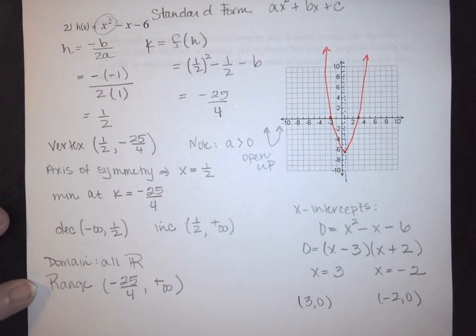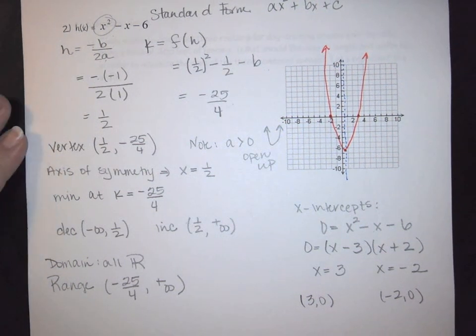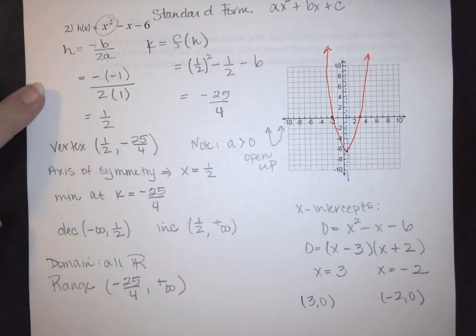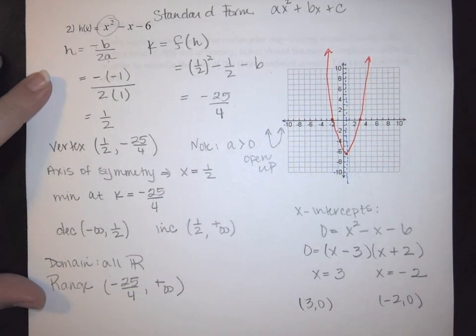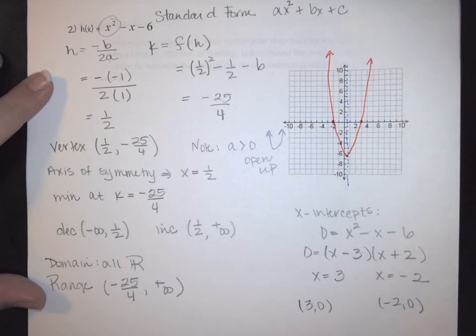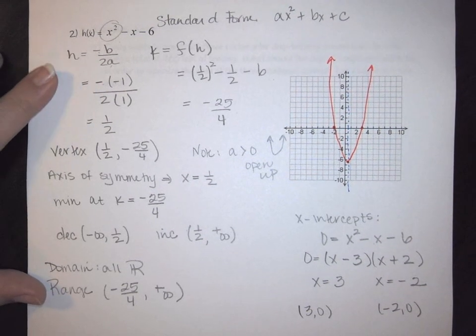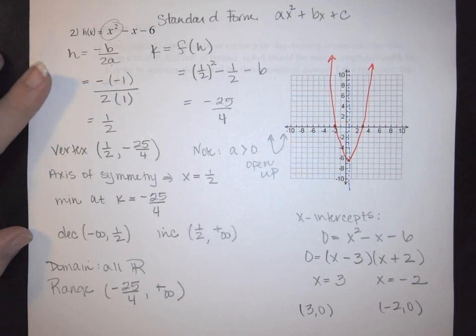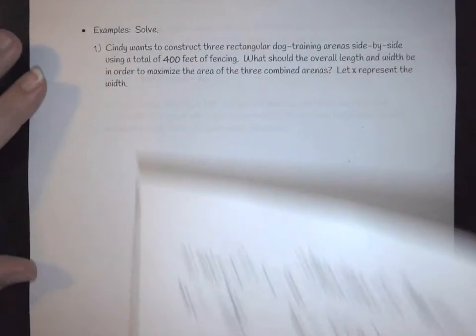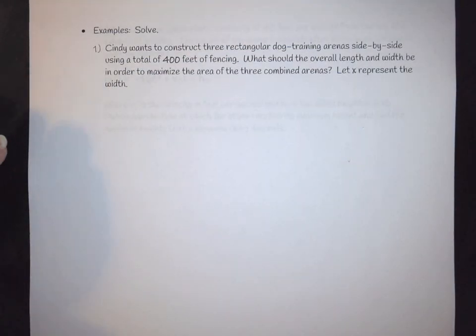So whether you start from transformation form or you start from standard form, the approach is going to be similar. Just remember, if you start from standard form, you have to use that vertex formula first. So the vertex formula again says that you are going to find h by doing negative b over 2a, and then you find k by evaluating your function at whatever you calculated h to be. Now the last thing that we need to look at is a couple of application problems.